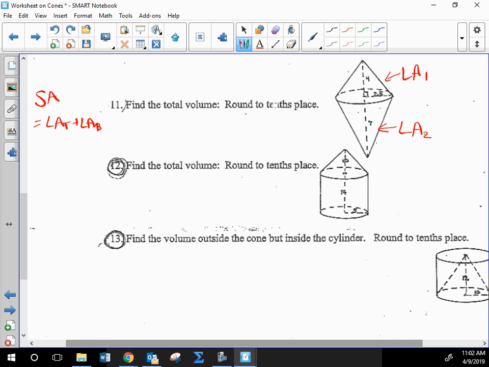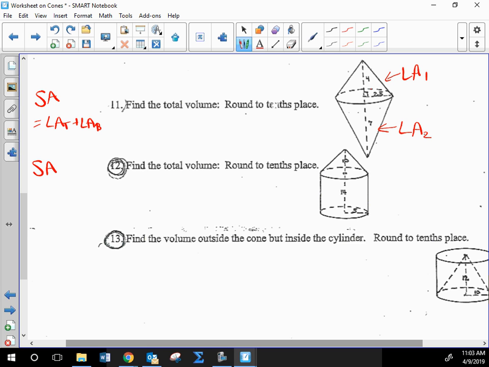Now for 12, this is a little different. We've got a cone in a cylinder. So how could we go about finding our surface area for this guy? We're missing one base. Or two? Two bases. For my cone, do I have the base? No. For my cylinder, do I have both bases? Just the one, right? We just have the bottom.